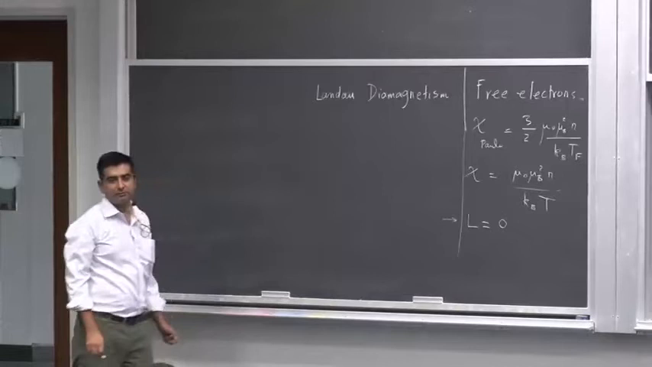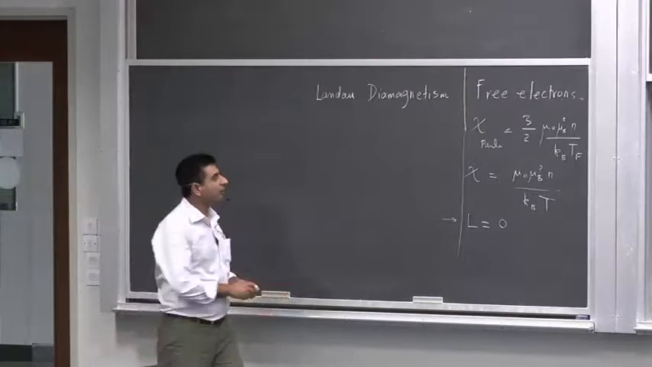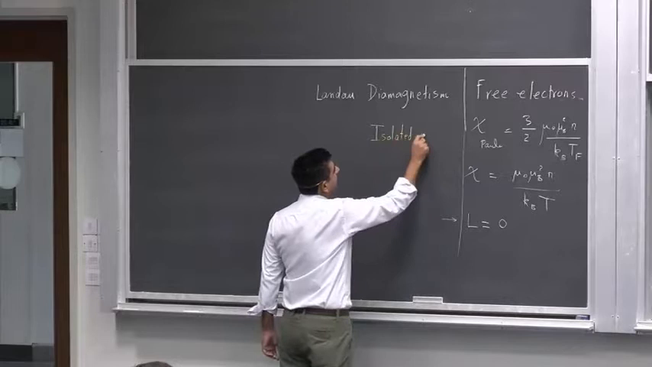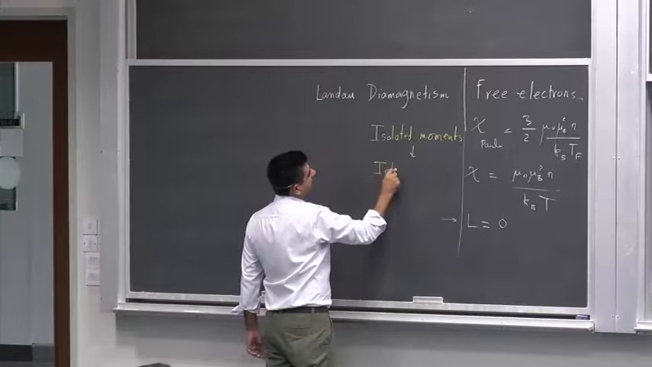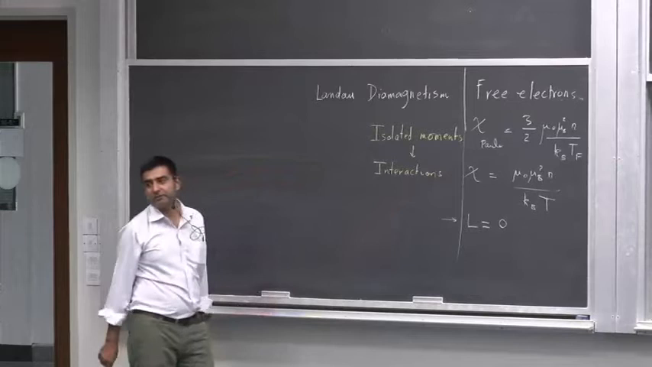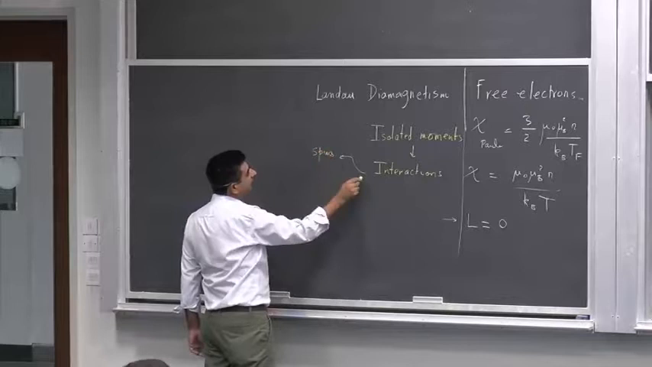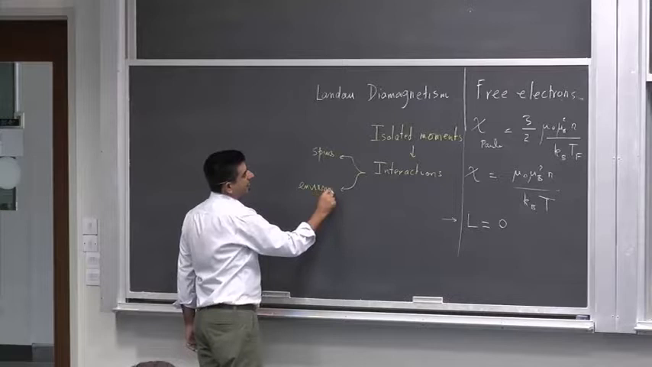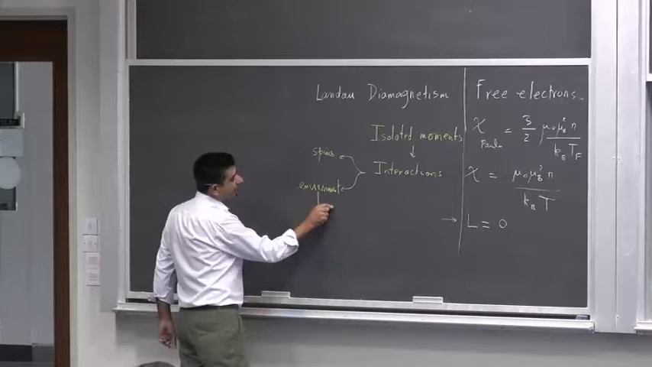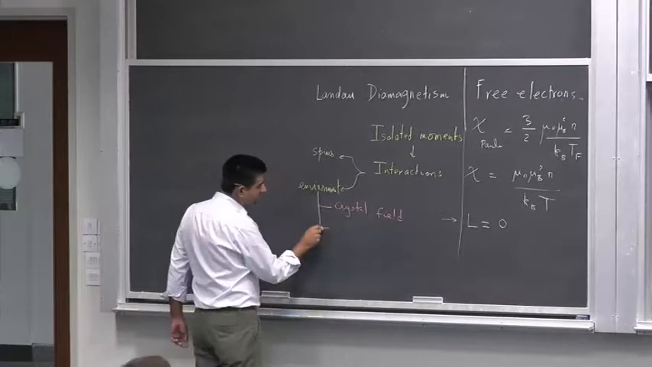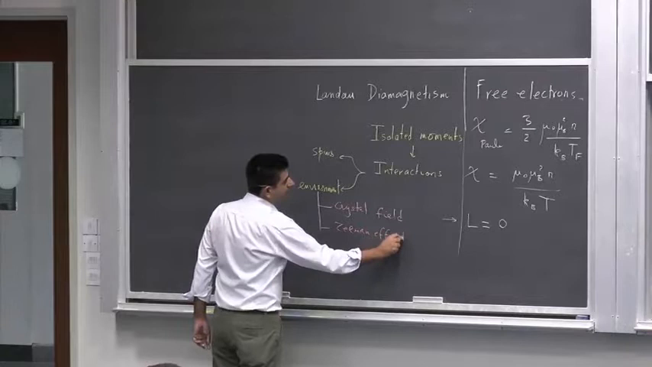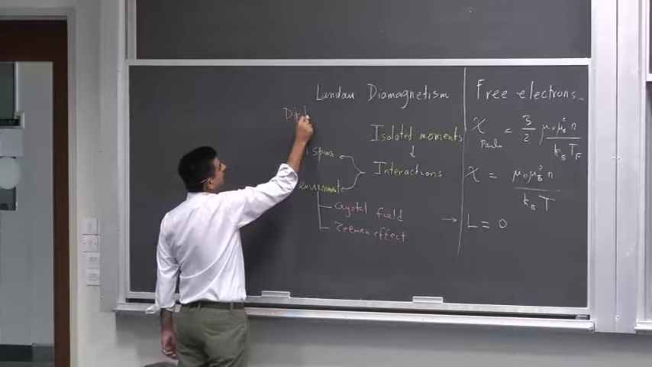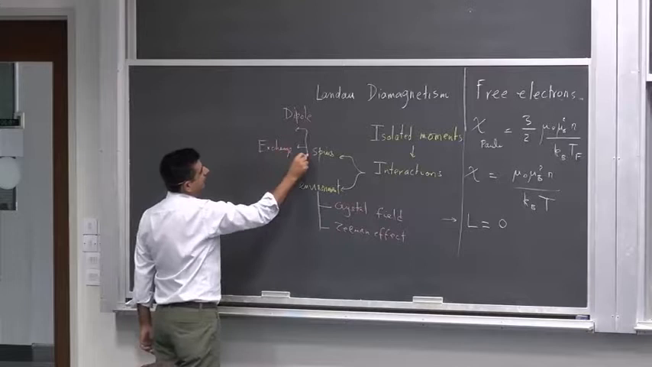Okay, so remember, how are we proceeding through this course? First of all, we looked at isolated moments. Then we switched on interactions of different kinds between the spins and between the spins and the environment. So we had interactions between spins, and we had interaction of the spins with the environment. The examples with the environment include the crystal field interaction and the Zeeman effect, and between spins we have the dipole interaction, the exchange interaction, and the spin orbit interaction.